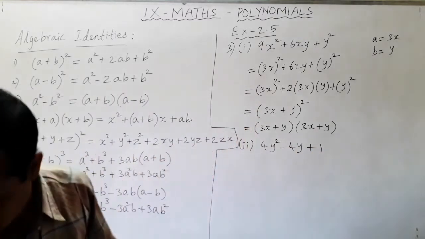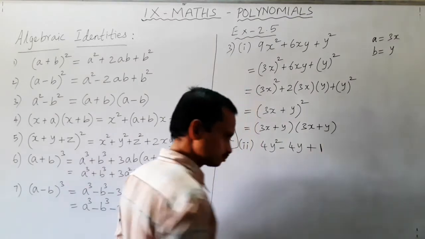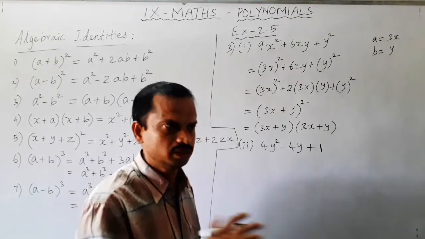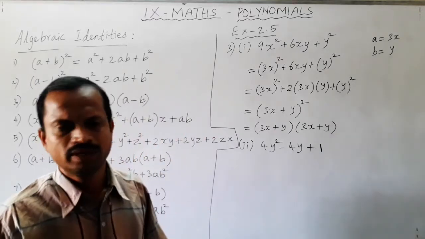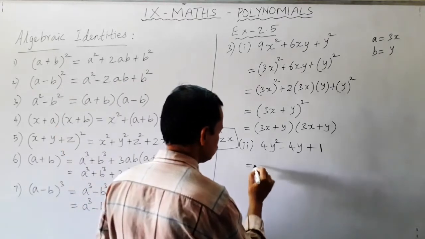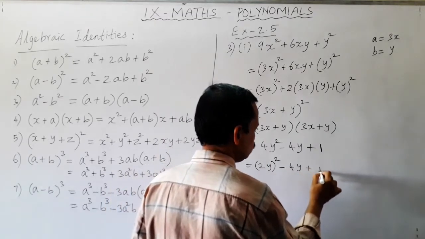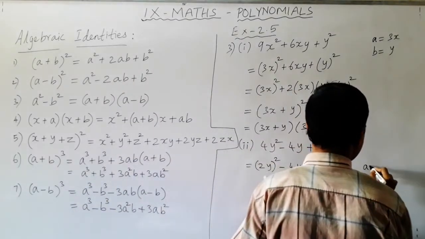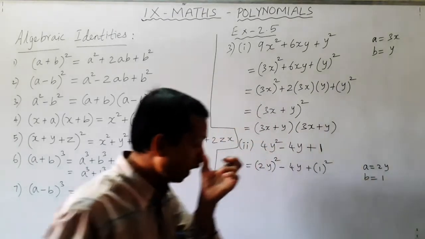Yeah. So, you see, number 1 is also a square number because 1 into 1, 1. However many times you multiply, you get 1 only, but here we are taking the square. And 4y square is a square number, a perfect square. We can write 4y square as (2y) the whole square. Clear? So, just I am writing this as (2y) the whole square minus 4y plus 1 whole square. So, instead of a, here 2y. So, instead of b, 1.